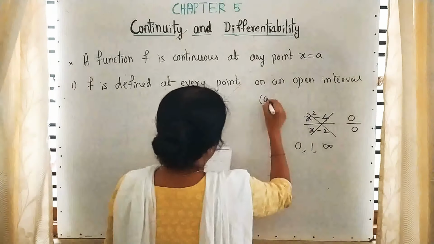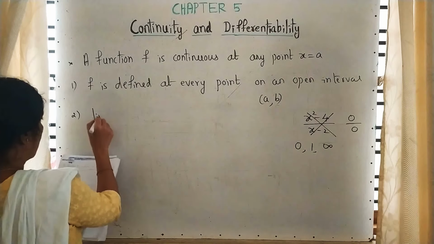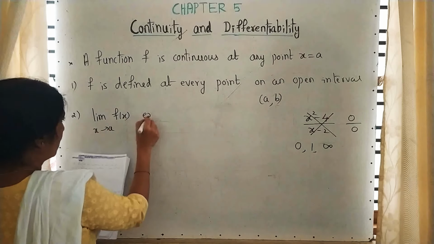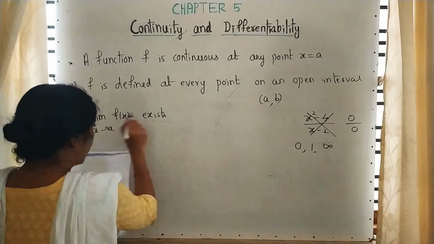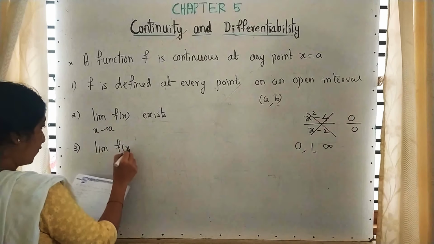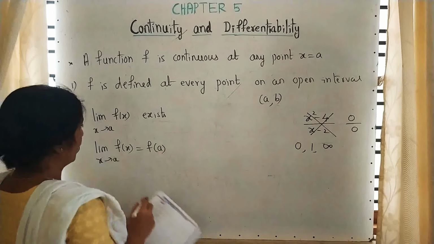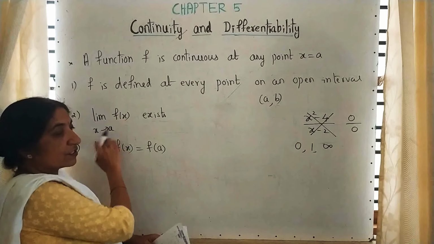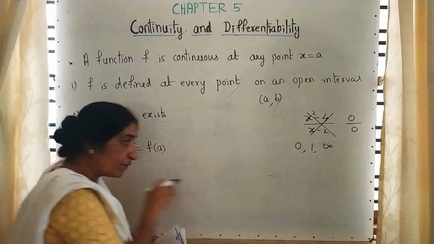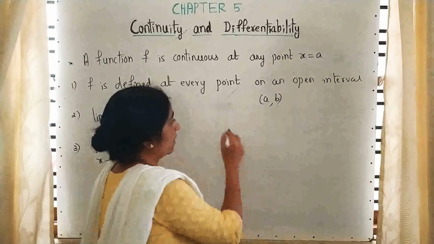Open interval means, suppose for example like this. Second one, limit f of x as x tends to a exists. So I will explain this point also. Then limit f of x as x tends to a is equal to f of a. See, limit f of x as x tends to a exists. In some problems, we do this from the left side and right side. Here I am giving you one example.